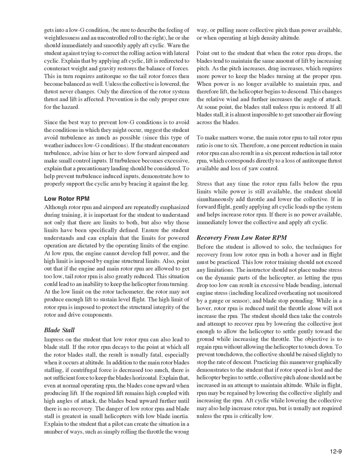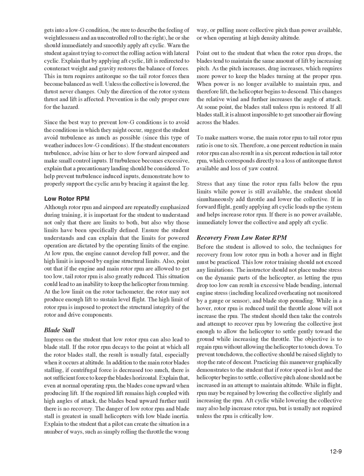Ensure the student understands and can explain that the limits for powered operation are dictated by the operating limits of the engine. At low RPM, the engine cannot develop full power, and the high limit is imposed by engine structural limits. Also, point out that if the engine and main rotor RPM are allowed to get too low, tail rotor RPM is also greatly reduced. This situation could lead to an inability to keep the helicopter from turning. At the low limit on the rotor tachometer, the rotor may not produce enough lift to sustain level flight. The high limit of rotor RPM is imposed to protect the structural integrity of the rotor and drive components.